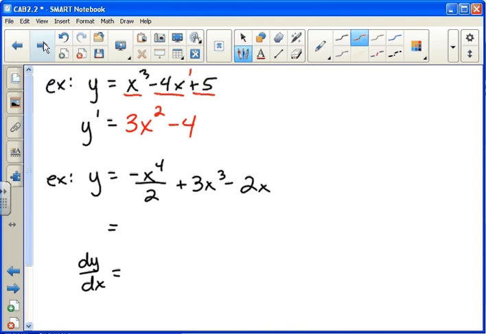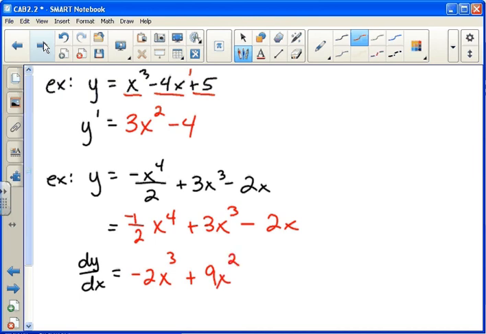Okay, in this next example, we have negative x to the fourth over 2 plus 3x cubed minus 2x. You do not have to rewrite this, but I usually find that people find it helpful, instead of writing it as negative x to the fourth over 2, to write it as negative 1/2 x to the fourth. Because dividing by 2 is the same thing as multiplying by 1/2. So now I can take the derivative. I multiply by the exponent, the 4, and get negative 2, and then subtract 1 from the exponent. I multiply 3 by 3 and get 9, and subtract 1 from the exponent. Negative 2x just becomes negative 2 because you're just multiplying by the 1, and then the x goes away.